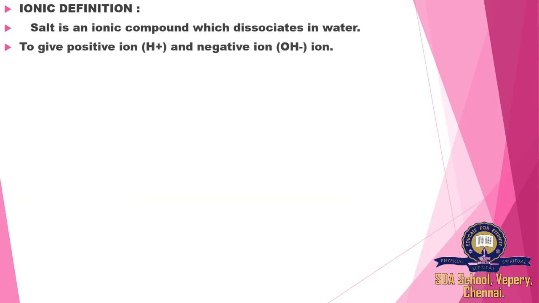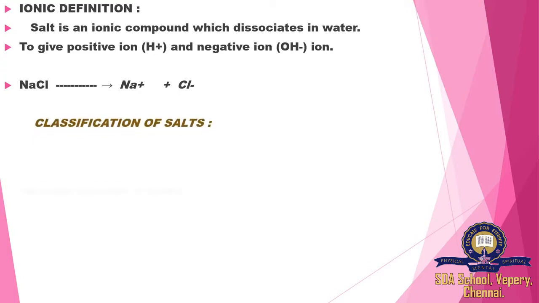Ionic definition. Why we need ion? When the salt is dissolving in the water, it is giving H plus proton or else OH minus ion. Here we have an example. Sodium chloride is reacting. It gives sodium plus and then chlorine minus ion. It is happening when it dissociates in water.